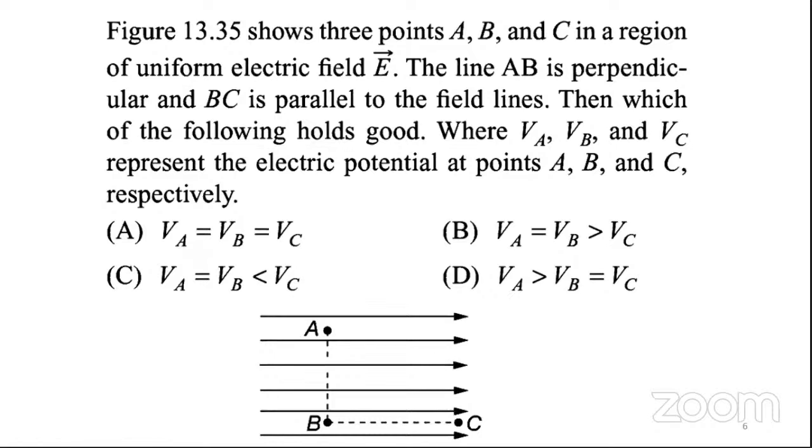VA is equal to VB for sure. Yes, that's right. But see, there is an easy concept which says that the potential decreases as we move in the direction of the field. Yes, because we are going towards the end. Exactly. So with that concept, we can easily say that yes, B will be the answer. Alright, let's move on to the next.